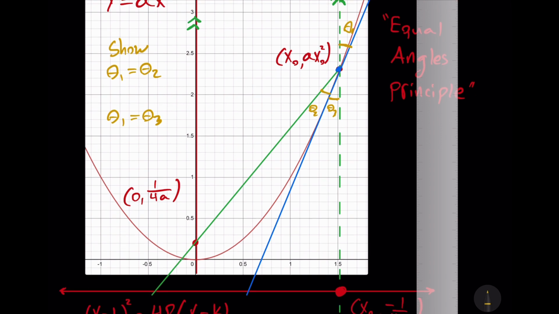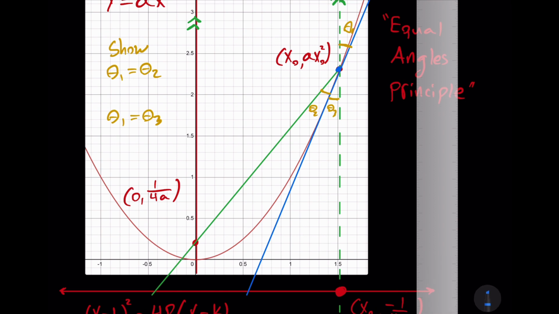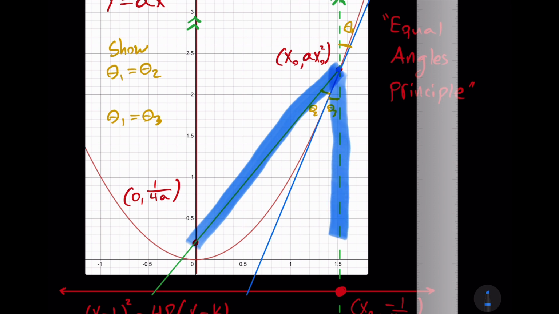Then the issue is, could we show that theta 2 is equal to theta 3? And if we can show that, it would therefore follow that theta 1 is equal to theta 2. Now there's a triangle here. So let's consider this triangle. If we go from (0, 1/(4a)) to (x naught, a x naught squared), and then from that to (x naught, -1/(4a)), and then if we connect those two, we get this.